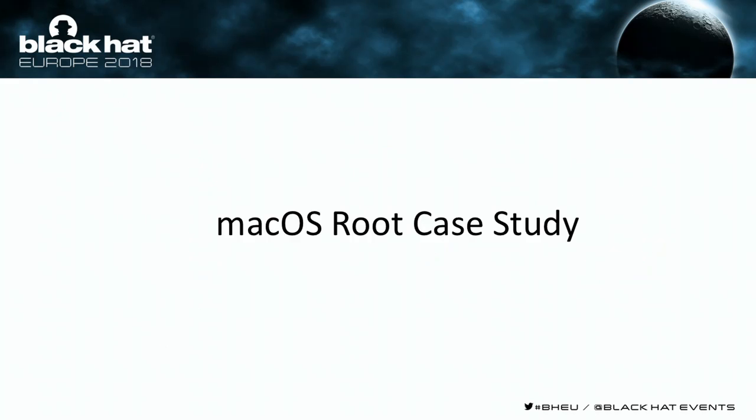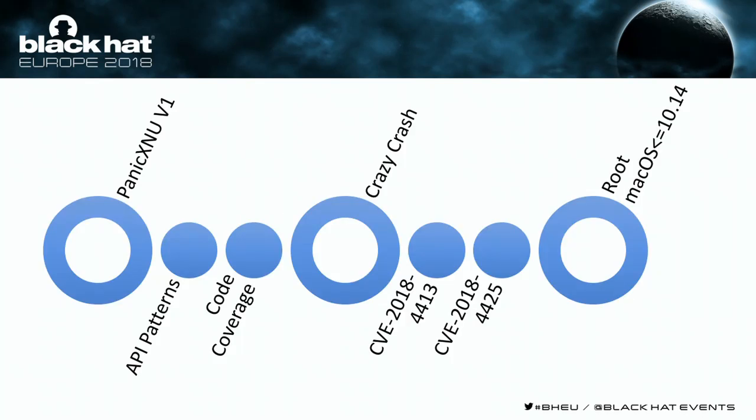Okay, let's see the macOS root case. Months ago, I developed Pending XNU version 1 with 500 API patterns and code coverage support in XNU. Then I got lots of crazy crashes in the Apple XNU. The accurate number, the unique crash number, is 54. Most of them are of type null pointer dereference and assert failure.